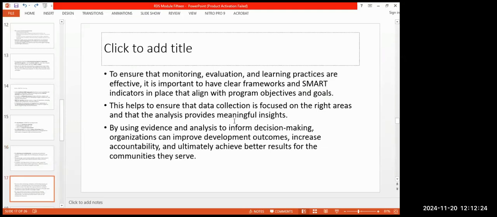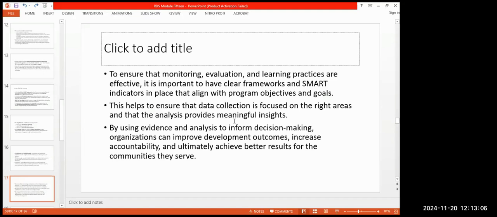Now, to be able to have M&E for learning being effective, then, like I mentioned earlier, you need to have a clear framework. And recall, an M&E framework has indicators. Those indicators must be SMART: specific, measurable, achievable, realistic, and time-bound. So that as you monitor and collect information, you are actually measuring the indicators.